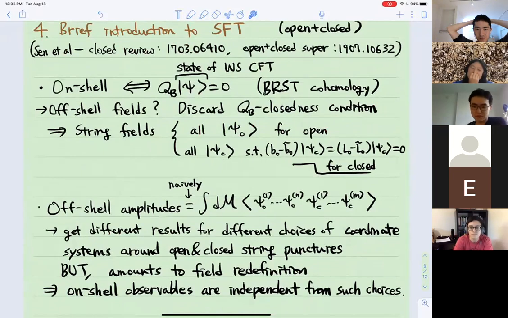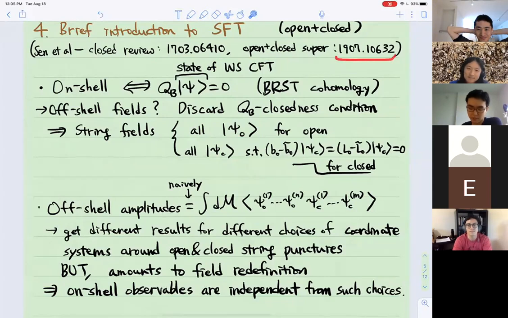So with that, I'm going to give you a brief introduction to string field theory. For more complete details, you can look at Sen and collaborators' papers. For example, this is a nice review, which any graduate student who's taken first semester string theory can read and penetrate through. Believe my words. And this is an open-closed superstring field theory paper, which is basically the framework that we will be working in.